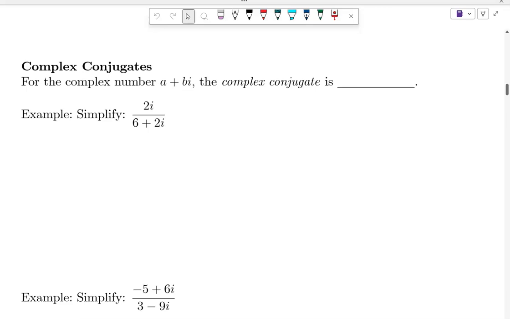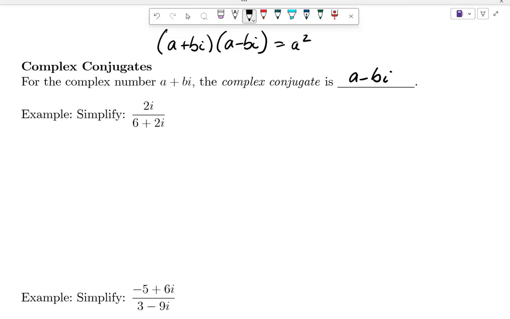Anyway, the idea behind the complex conjugate of a number is to help us get the i out of the denominator. What we refer to as the complex conjugate is you flip the sign in the middle. The reason you flip the sign is that if I multiply a complex number by its complex conjugate, I'll do it with letters first and we'll do it with numbers in a second, you'll get a squared in the front, right?